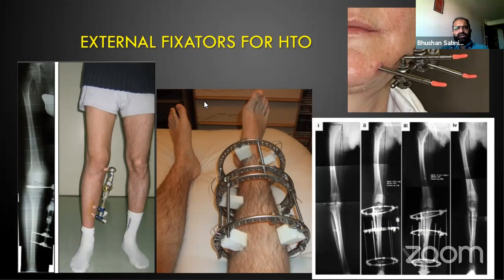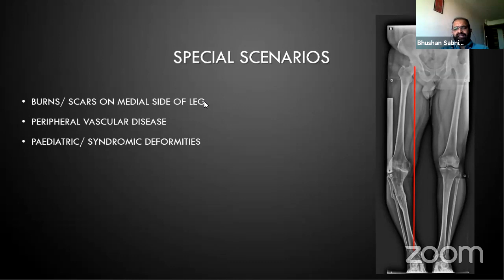So external fixators are generally preserved for special scenarios such as this, where there is no skin left on the medial side, which is good skin to go through. In patients with peripheral vascular disease, Elizarov tends to help in increasing the blood supply of the leg as well. So an external fixator or Elizarov with a good corticotomy and gradual correction might be a good idea in patients with peripheral vascular disease. And of course, with syndromic or pediatric cases, I think it's better to go for gradual correction, especially if there is severe deformity like in Blount's disease or something like that.